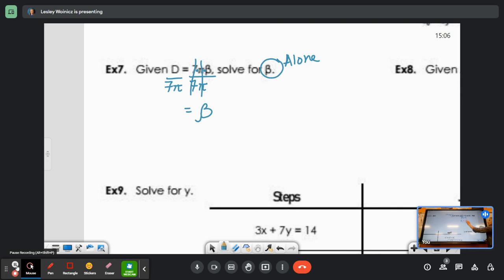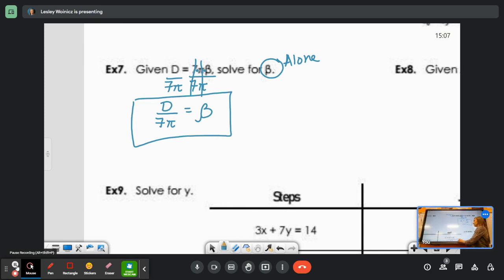On the left side, I have a d in the numerator of a fraction, and I have a 7 and a pi in the denominator. And guys, that's it. That's all I had to do. We're done. I didn't have to find a value. All I had to do was rearrange it so that beta was all alone. Just one step. If they're multiplying on the right, they're going to be dividing on the left. Do you see that? Yeah.